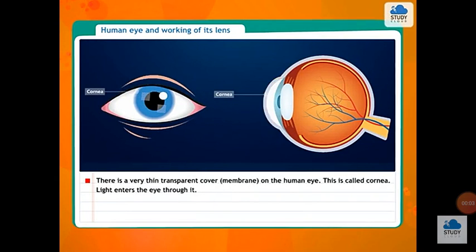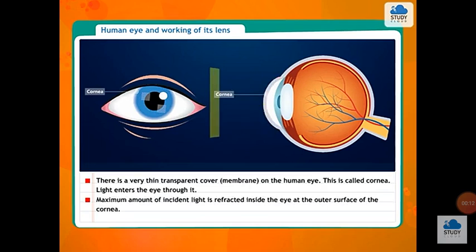There is a very thin transparent cover membrane on the human eye. This is called cornea. Light enters the eye through it. Maximum amount of incident light is refracted inside the eye at the outer surface of the cornea.